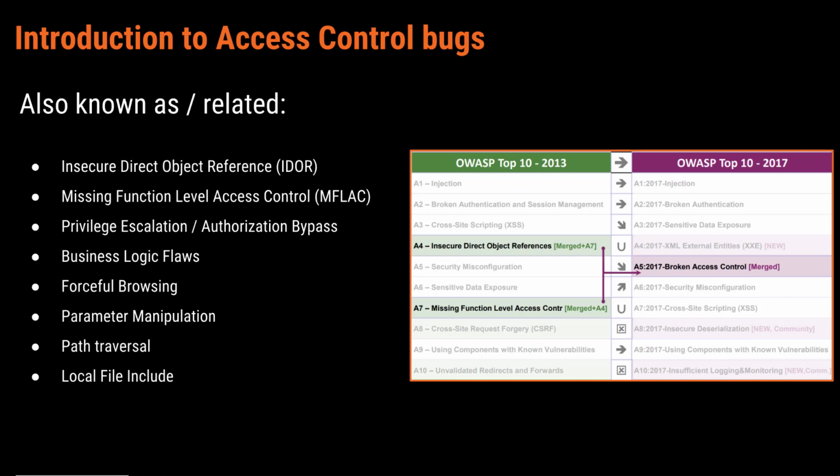Access control bugs in general have a lot of names associated to them. You'll hear insecure direct object reference or IDOR. You'll hear missing function level access control, MFLAC. You'll hear access control bugs presented as privilege escalation and authorization bypass, or business logic flaws, or forceful browsing, or parameter manipulation, and even path traversal and local file include could be considered access control bugs.